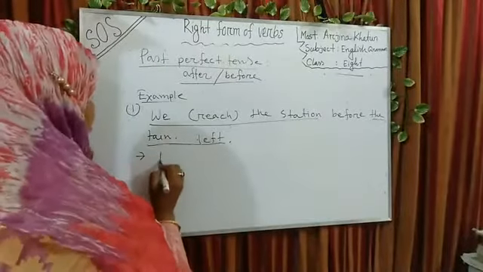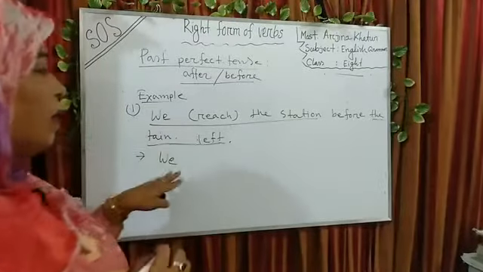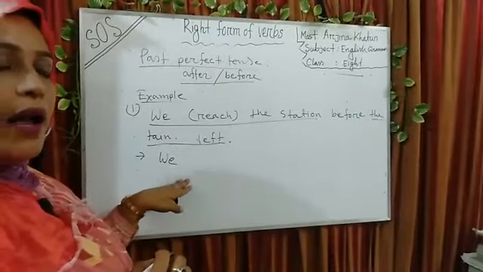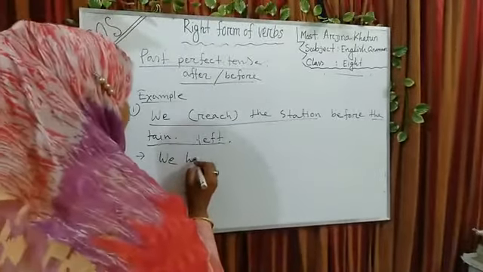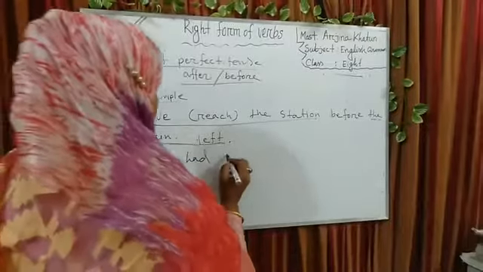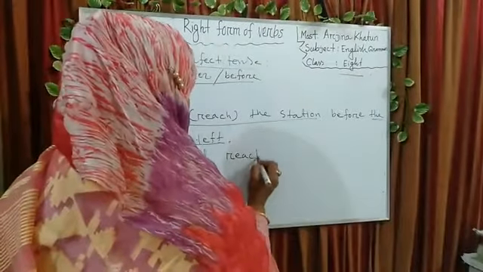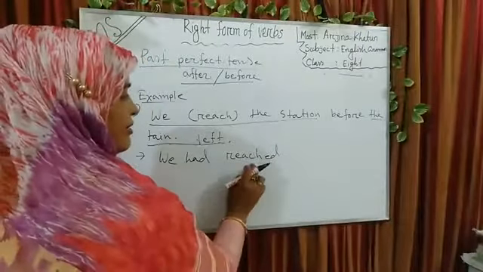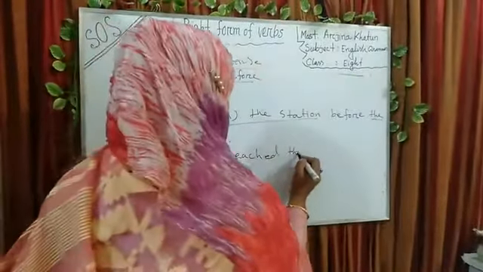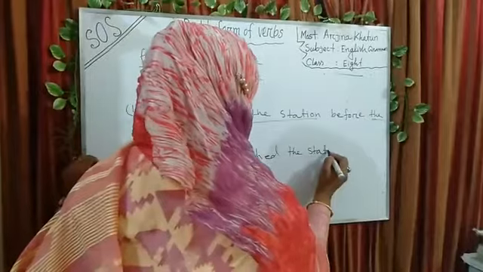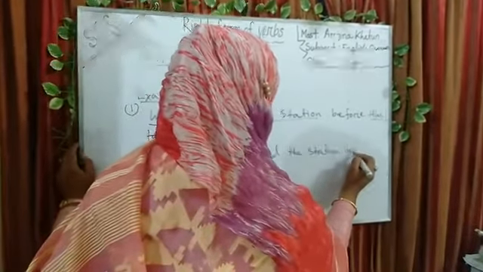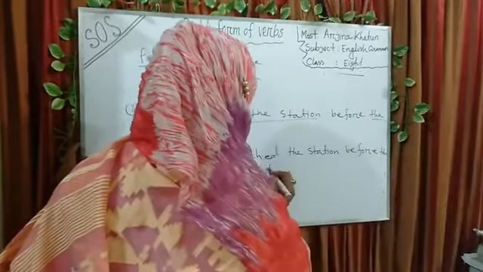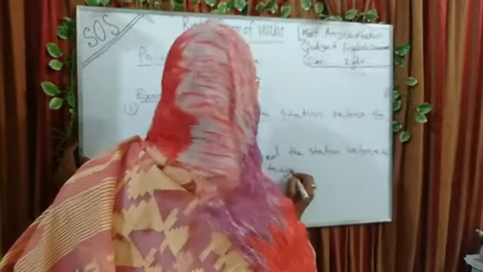Okay, dear learners, obviously the past perfect tense's helping verb is had. We had reached, past participle form. We had reached the station before the train left.